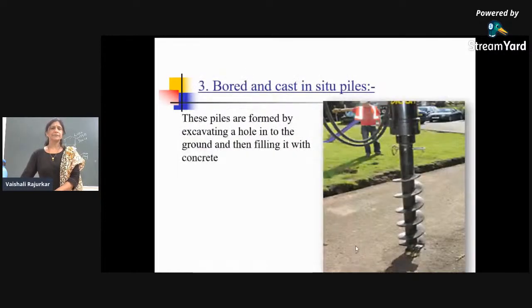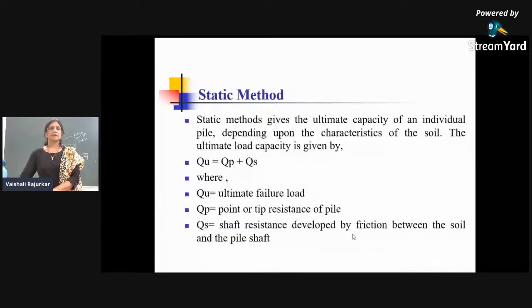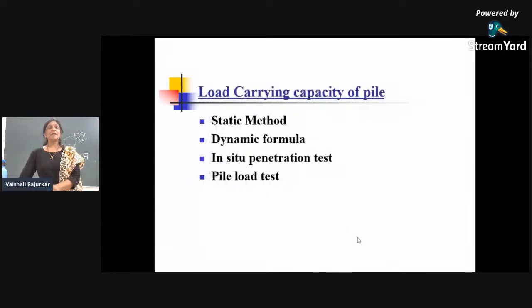Is it clear to all? So these are the various classifications. Then next, what are the different methods of determining the load carrying capacity of a pile? There are 4 methods which are used to determine the load carrying capacity of the pile. Out of these, 2 are the analytical approach and 2 are the field approach. In the analytical approach, we take into consideration the various properties of the soil, and the efforts which are required to penetrate.